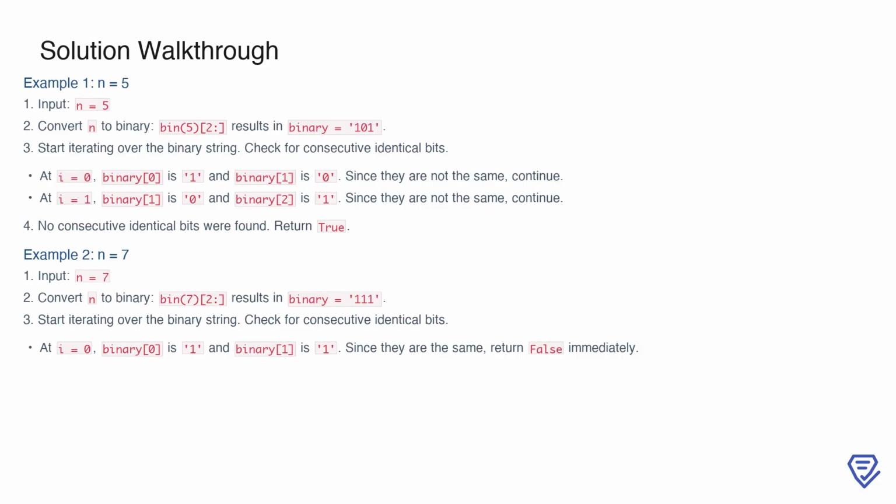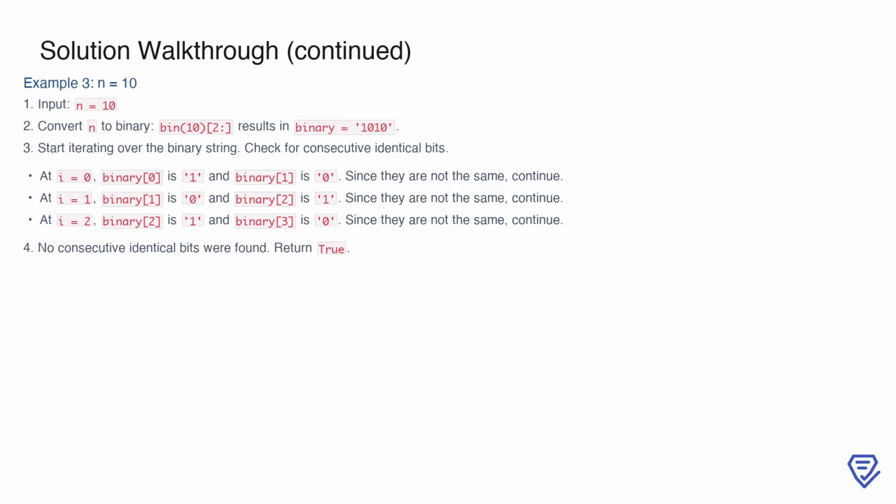Now, consider a second example where n equals 7. The binary representation of 7 is 111. Let's check this string for consecutive identical bits. Looking at the first two bits, at index 0, we have 1 and 1. Since these are the same, we can immediately conclude that the binary representation does not have alternating bits, and the function returns false without needing to check further pairs.